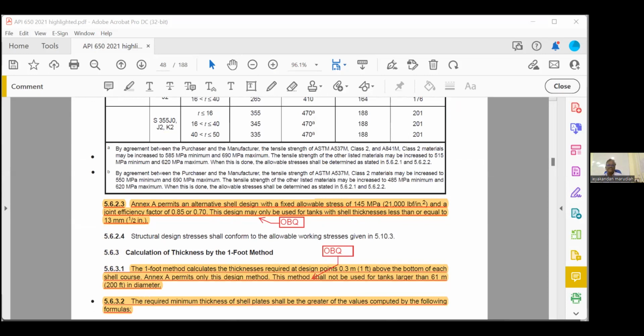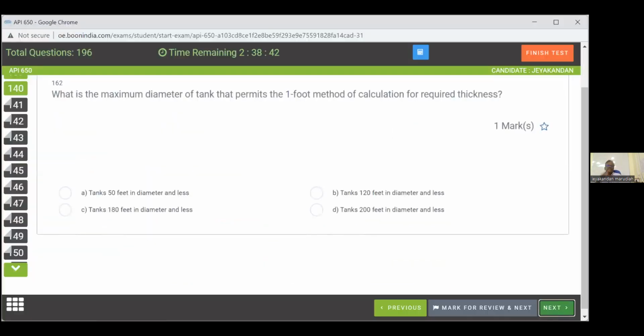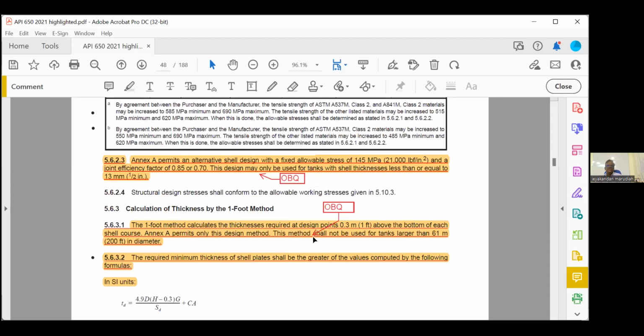Okay, right. Next one. What is the maximum diameter up to which we can use the 1 foot formula? Maximum 200 feet diameter. Tanks of 200 feet diameter and less, we can use only this one. Where is it given? See, you can see here, the 1 foot width calculation: this method shall not be used for tanks larger than 200 feet diameter. 5.6.3.1. It cannot be used. The 1 foot method cannot be used for more than 200 feet diameter.